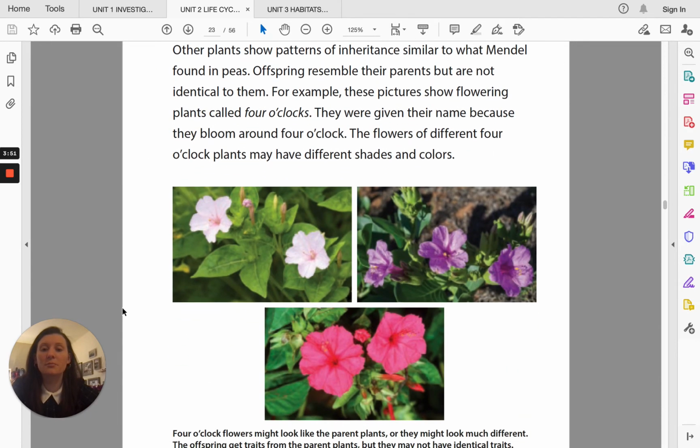Other plants show patterns of inheritance similar to what Mendel found in peas. Offspring resemble their parents but are not identical to them. For example, these pictures show flowering plants called 4 o'clocks. They were given their name because they bloom around 4 o'clock. The flowers of different 4 o'clock plants may have different shades and colors.